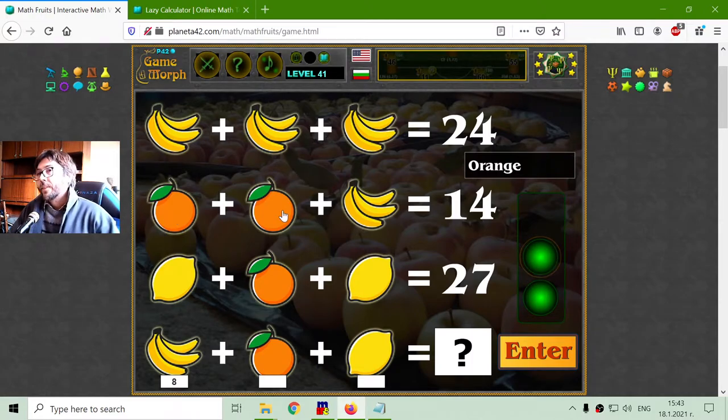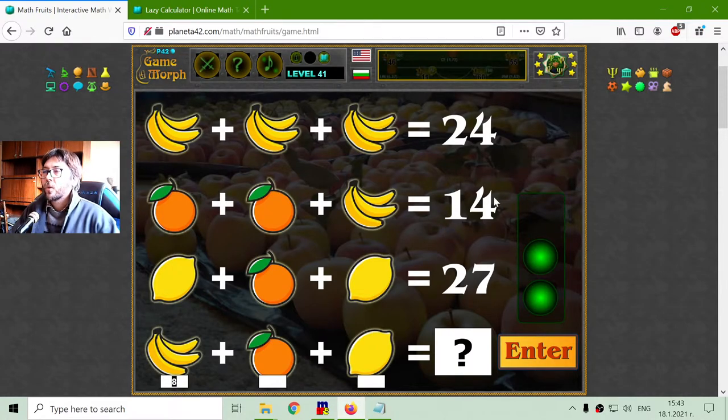The next row of the system equation is one orange plus another orange plus one banana. Now I know that the banana is 8, right? So I will subtract 8 from the 14, and that will give me, what is that? 14 minus 8, that should be 6. And that means that one orange plus one orange equals 6, meaning that every orange is equal to 3. Okay, 3 plus 3 equals 6.